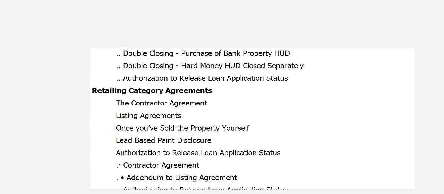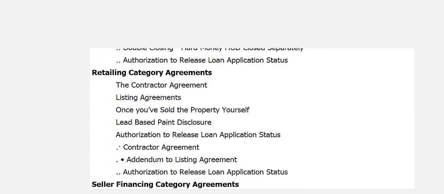application status. Then we get into rehabbing or retailing category agreements. What's a contractor agreement look like? What's a listing agreement look like? Once you've sold the property yourself.